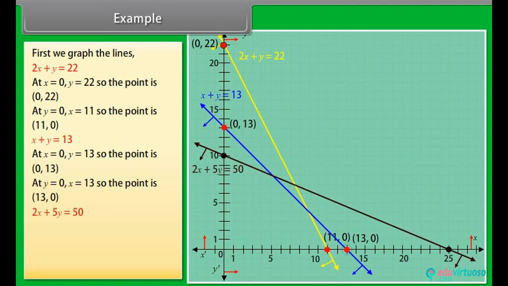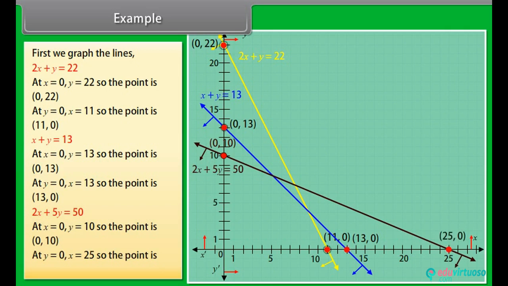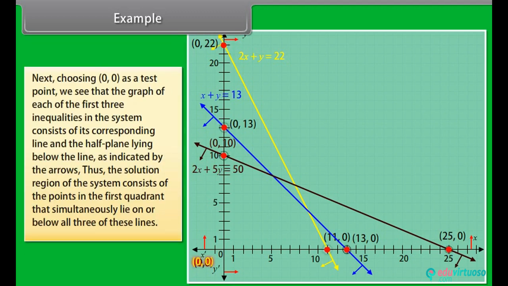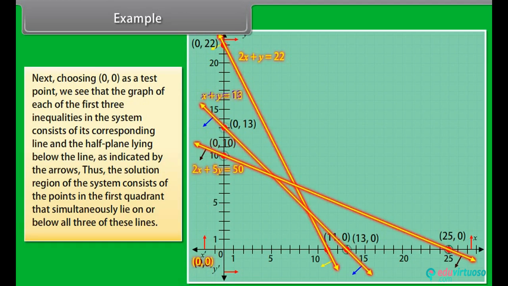2x plus 5y is equal to 50. At x is equal to 0, y is equal to 10. So, the point is (0, 10). At y is equal to 0, x is equal to 25. So, the point is (25, 0). Next, choosing (0, 0) as a test point, we see that the graph of each of the first three inequalities in the system consists of its corresponding line and the half-plane below the line, as indicated by the arrows. Thus, the solution region of the system consists of the points in the first quadrant that simultaneously lie on or below all three of these lines.